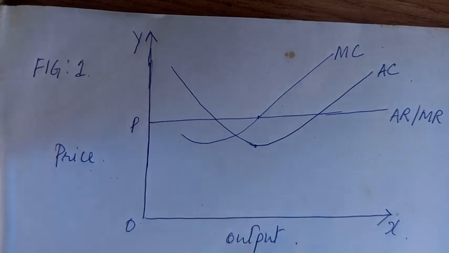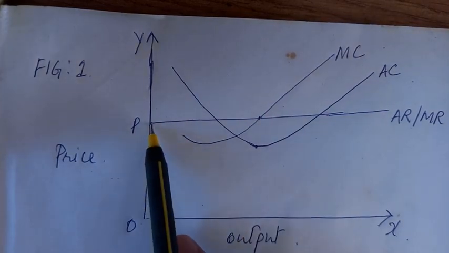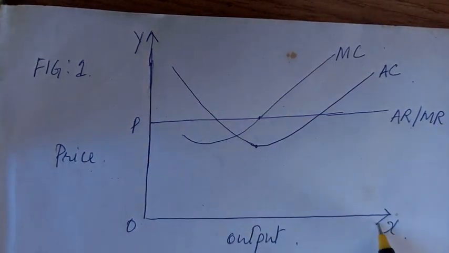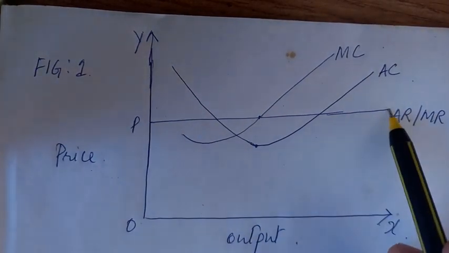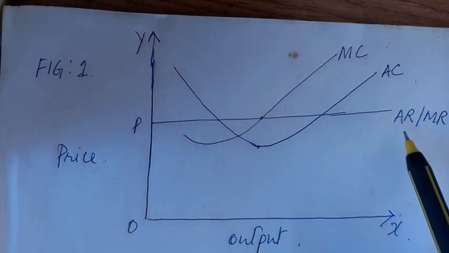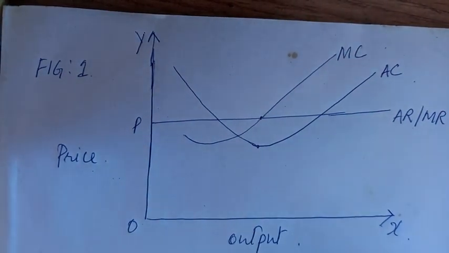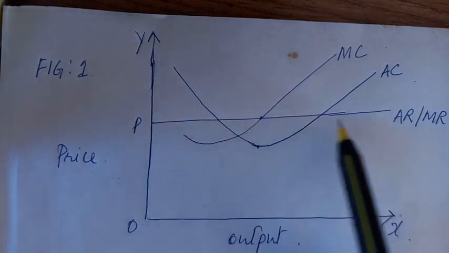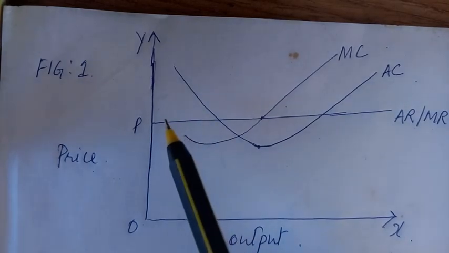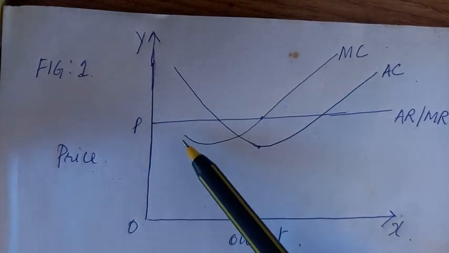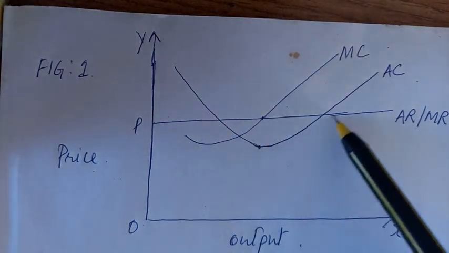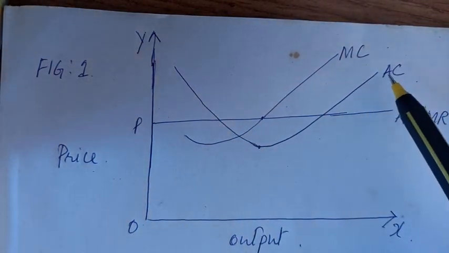In this diagram, we have this curve, which is parallel to the OX axis. This is the MR curve. This MR curve coincides with the AR curve. Besides this curve, which is parallel to the OX axis, we also have two other important curves. We have the MC cost curve. We also have the AC cost curve.